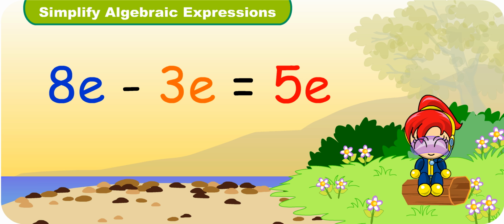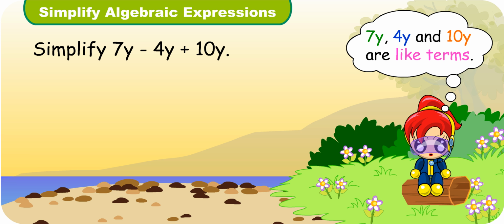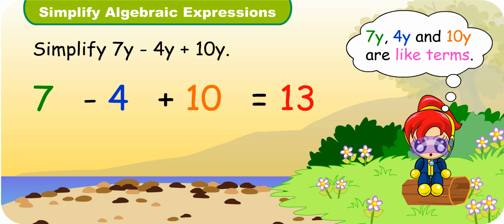Clever girl. Now, simplify 7y minus 4y plus 10y. 7y, 4y, and 10y are like terms. So, I only need to look at the numbers in front of y. 7 minus 4 plus 10 makes 13. Finally, I put y after 13, so the answer is 13y.